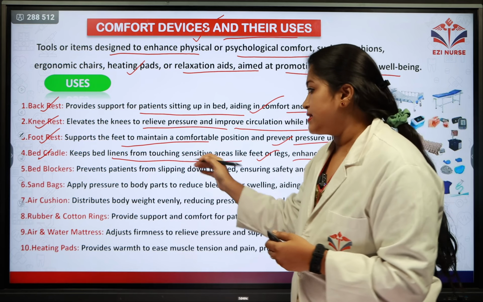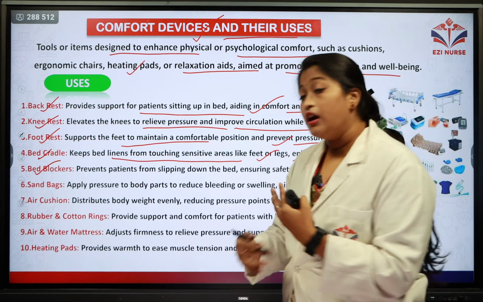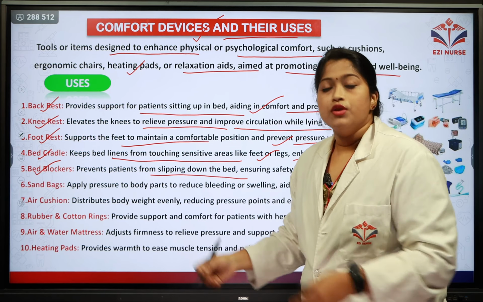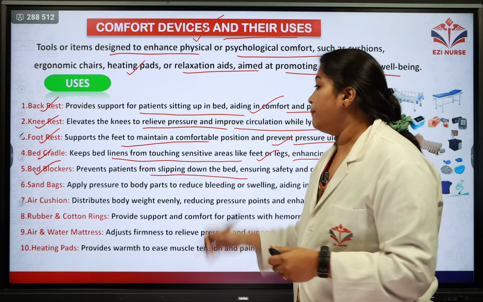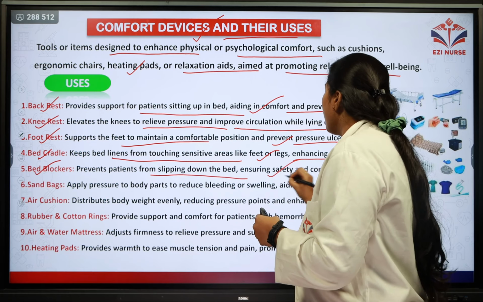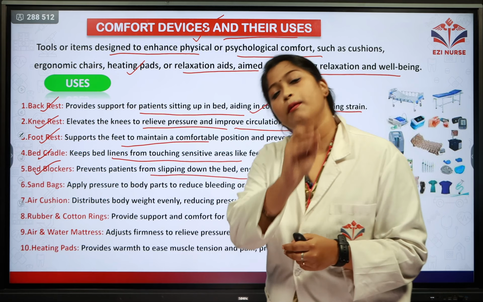Coming to the next device, the bed blockers. Here we are preventing the patients from slipping down from the bed. So bed blockers are usually kept in order to make sure the patient doesn't slip down from the bed, ensuring safety and comfort of the patient.